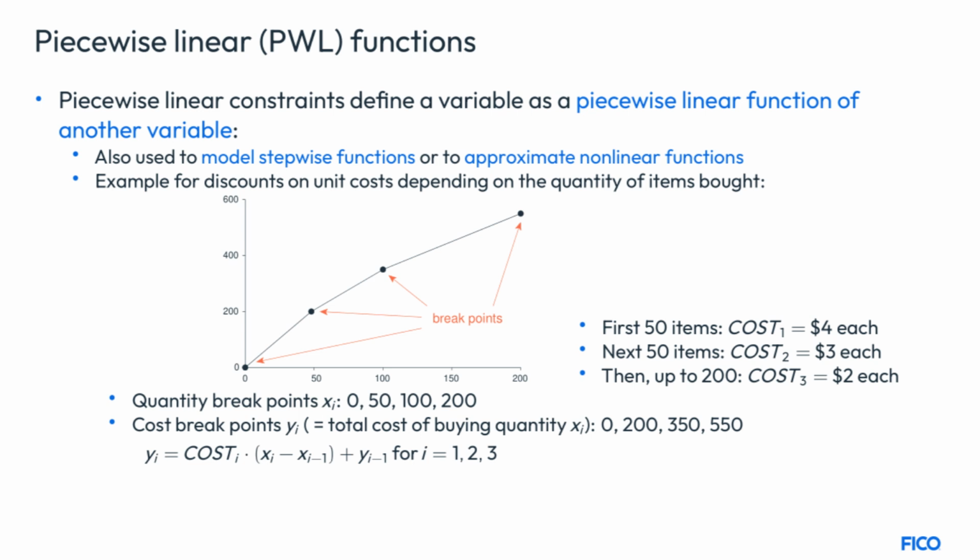4 breakpoints x, which are associated with the buckets defined for the discounts, exist where the price function changes. The total cost y at a given breakpoint x can be calculated using the x and y values of the previous breakpoint, following the formula on the slide.